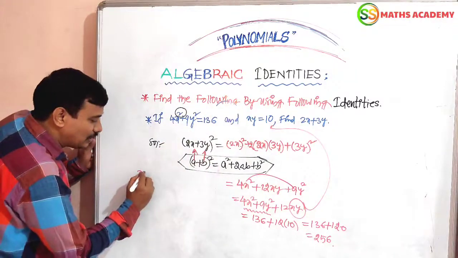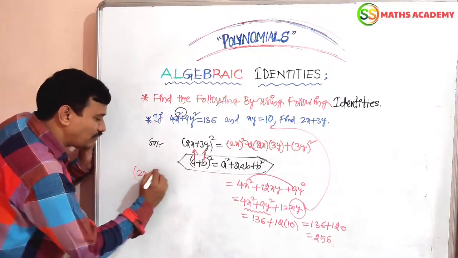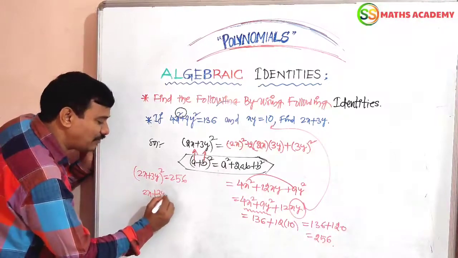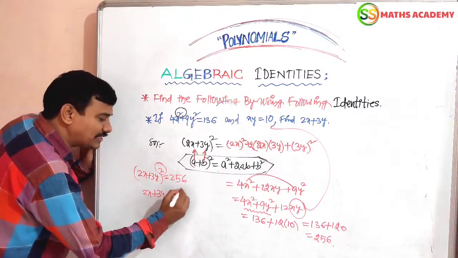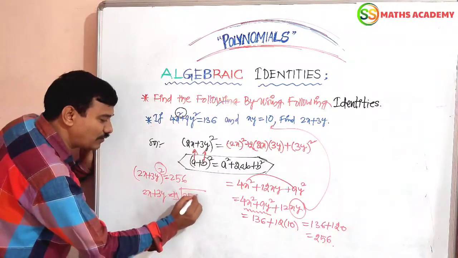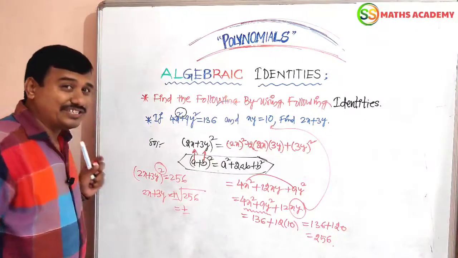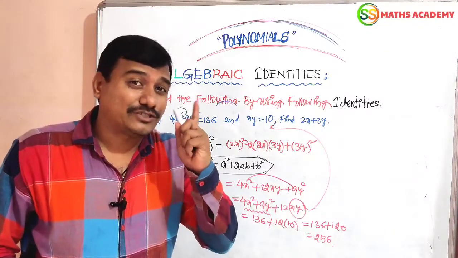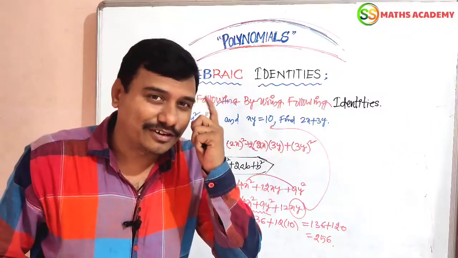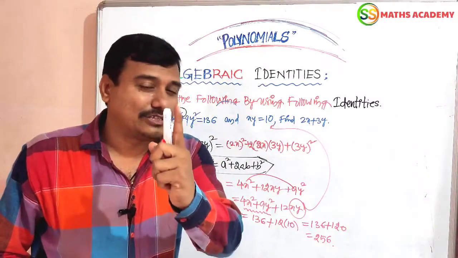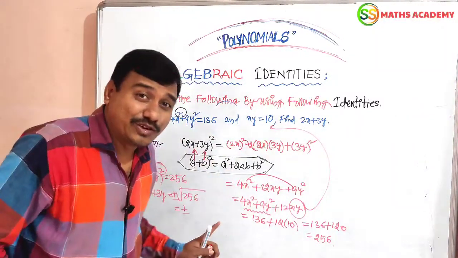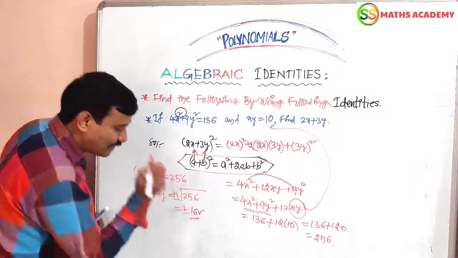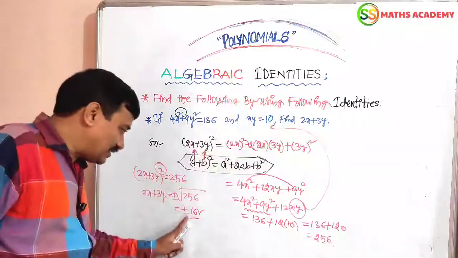Now friends, 2x plus 3y whole square equals 256, but I want a single term of 2x plus 3y. Which means the square transfers to the right side and becomes plus or minus square root of 256. Square root of 256: I said in my first video, if you keep square roots of numbers up to 30 in your mind, solving the problems is very easy. Square root of 256 is nothing but 16. Now 2x plus 3y equals 16.